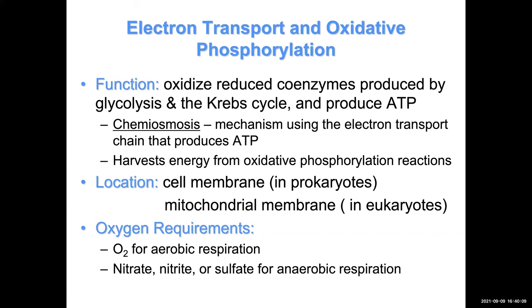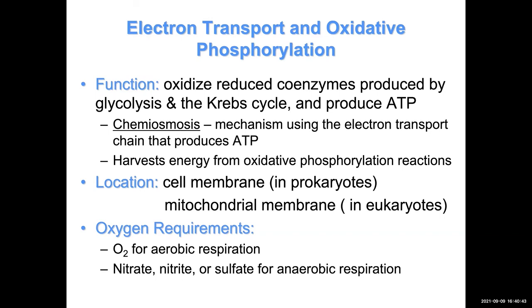Now the mechanism in which ATP will be produced is chemiosmosis. Okay, energy is harvested from these oxidative phosphorylation reactions. And I'm going to show you how that happens, sort of, okay? The location of the electron transport chain is important. It is in the cell membrane, also known as the plasma membrane, in prokaryotes. In eukaryotes, it's going to occur in the mitochondrial membrane.